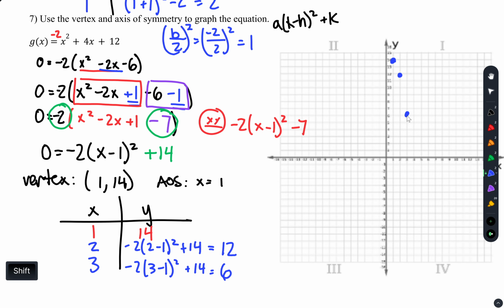Again, double check your concavity. I have a -2 in the front here, so I know this is going to be concave down. So as I flip my points over, they should look concave down, and if they don't, you did something wrong. Okay, we made it through. Any questions?